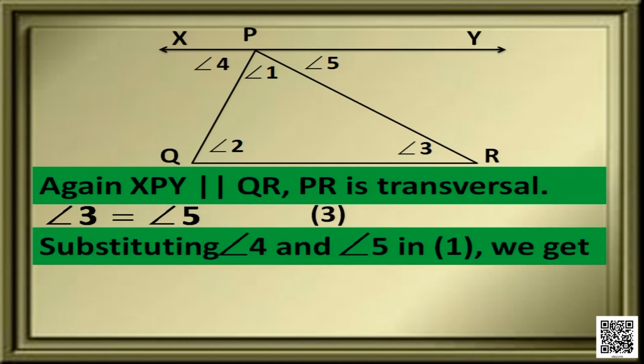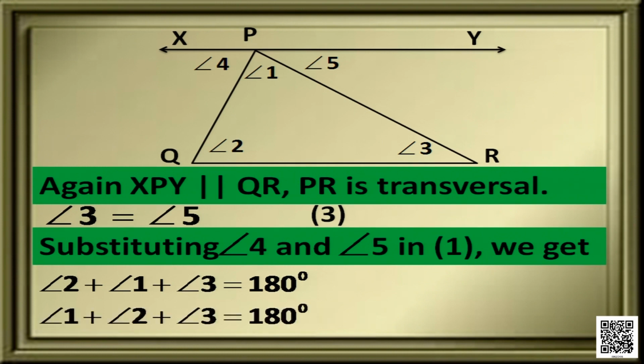Now, if we substitute the values of 4 and 5 in equation 1, we get angle 2 plus 1 plus 3 equal to 180 degrees, because in place of 4 we substitute 2 and in place of 5 we substitute 3. So we have angle 2 plus angle 1 plus angle 3 equal to 180 degrees. Now, if we rearrange it, angle 1 plus angle 2 plus angle 3 is equal to 180 degrees. So we proved that the sum of the interior angles of a triangle is equal to 180 degrees.